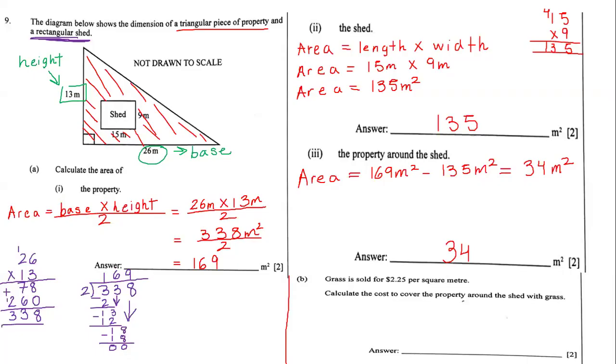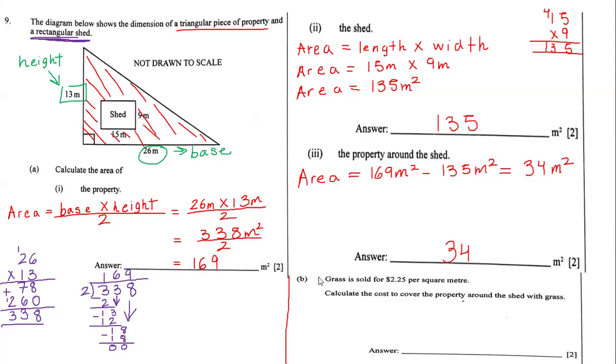Very good. Read it one more time. Grass is sold for $2.25 per square meter. Calculate the cost to cover the property around the shed with grass. Very good.